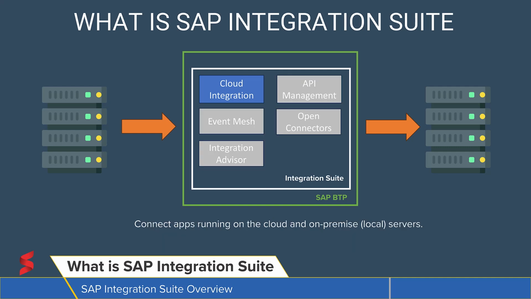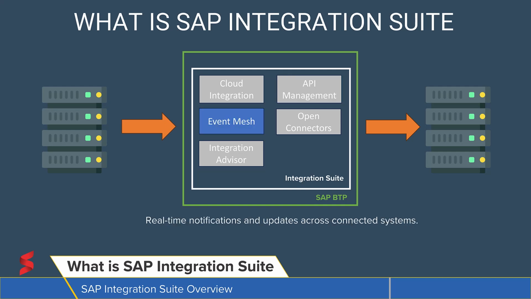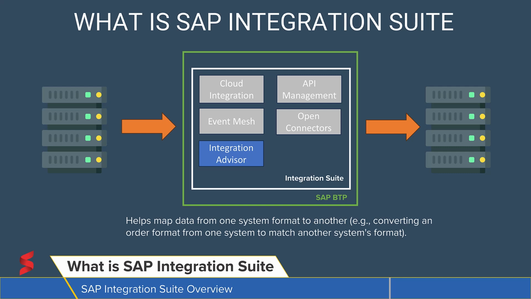If you look at the diagram, cloud integration actually connects apps running on the cloud and on-premise local services. This is actually the tool where you will design, develop, and run your interface. Then we have API management, to securely expose and manage APIs, how apps talk to each other. Then we have event mesh, for real-time notifications and updates across connected systems. Then we have open connectors, pre-built connections for popular services like Salesforce, Slack, or Google. Then we have integration advisor, which helps to map data from one system format to another. Example, converting an order format from one system to match another system's format.